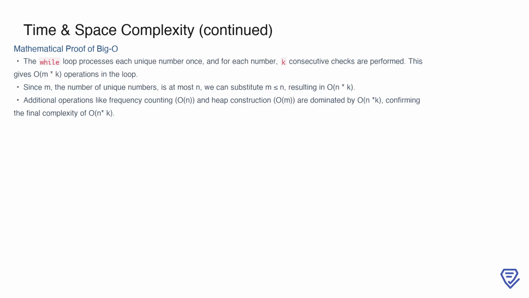Additional steps, such as frequency counting with time complexity O(n), and heap construction with O(m), are asymptotically smaller than O(n * k), and do not affect the final result. Therefore, the overall time complexity of the solution is confirmed as O(n * k). This mathematical proof aligns with our earlier analysis and highlights the efficiency of this approach compared to less optimized solutions.